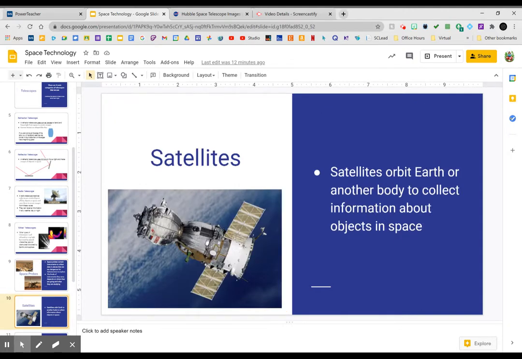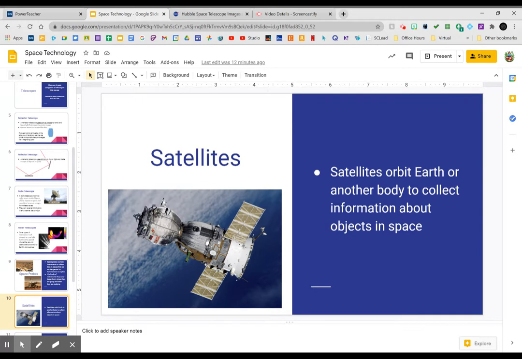All right, and the next type of technology we're going to talk about is satellites. Satellites orbit around Earth or another body to collect information about different objects in outer space. So, a lot of times when we talk about satellites, we get stuck on they're pointed at Earth, they're looking at Earth. We see satellite images for all this weather stuff. We use satellites for GPS to navigate and tell us where we are.